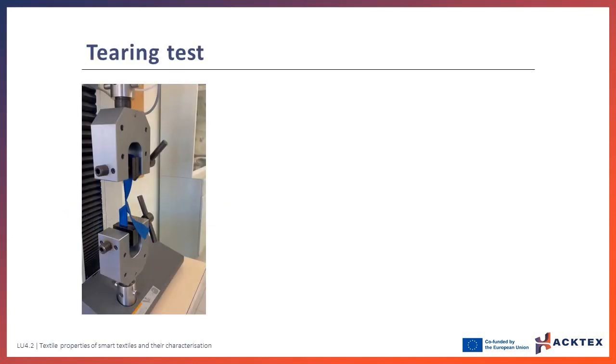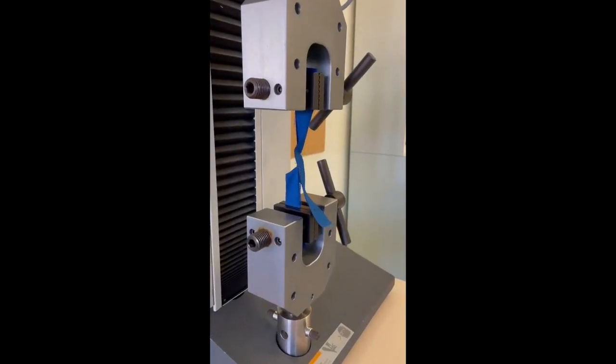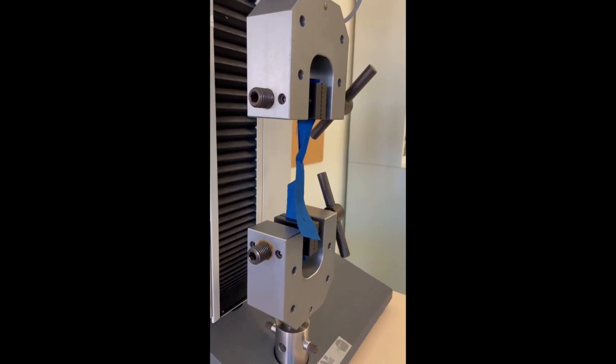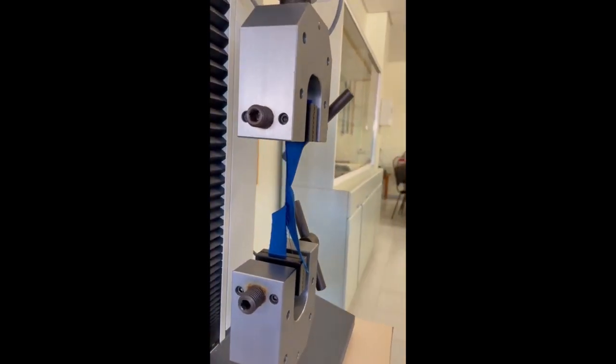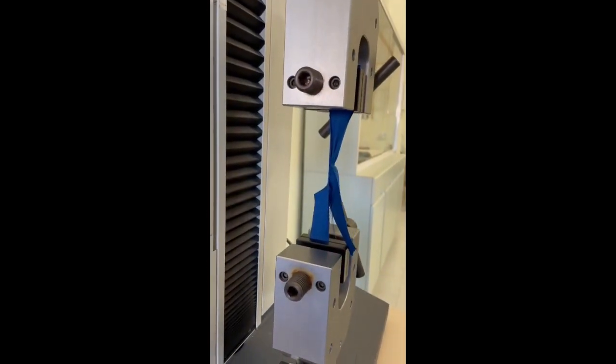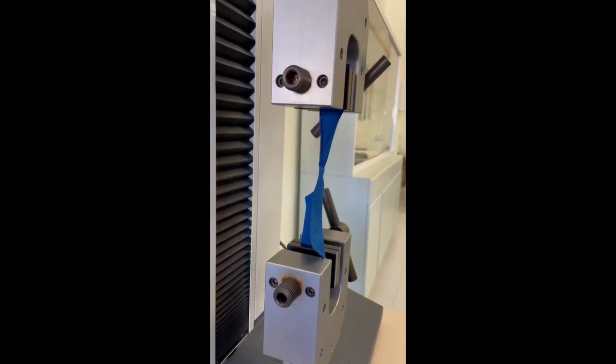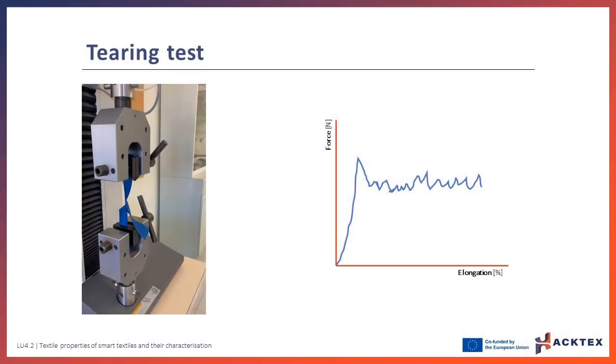The tearing test determines the resistance that a fabric offers to continue tearing at a constant speed, once started. They are performed in the same dynamometer used for tensile tests. In this case, the average force for tearing is determined from the curves.